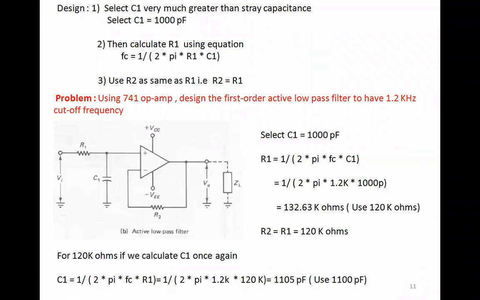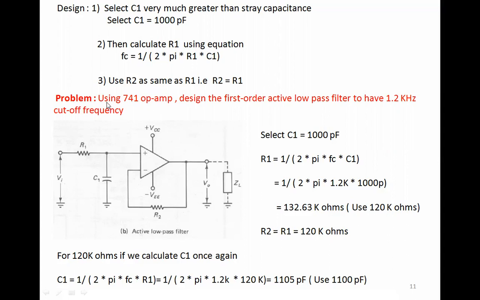And we will be using R2 the same as R1. So where is this R2? R2 is actually connected here as the feedback, right? So this is my passive part and this is my active part. R1 value will be made equal to R2. So keep these 3 points in mind and we can design any low pass filter.